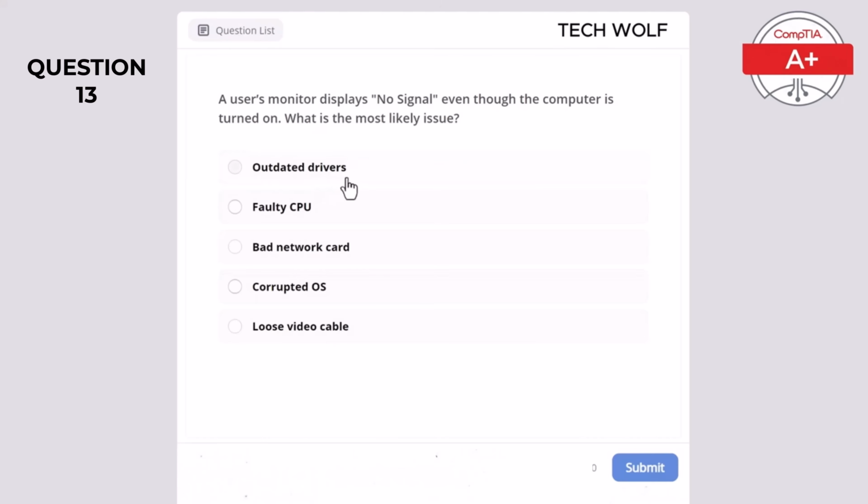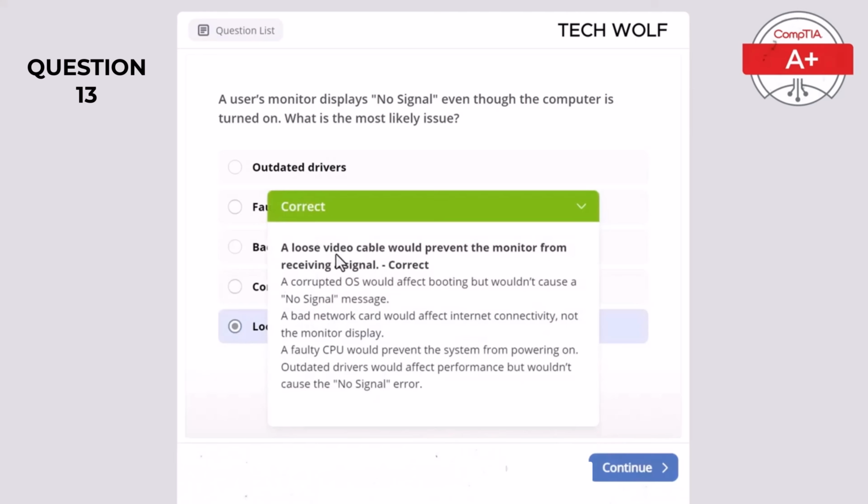Outdated drivers, faulty CPU, bad network card, corrupted operating system, loose video cable. And the correct answer here is loose video cable, as a loose video cable would prevent the monitor from receiving a signal. A corrupted operating system would affect booting but wouldn't cause a no signal message. A bad network card would affect internet connectivity, not the monitor display.